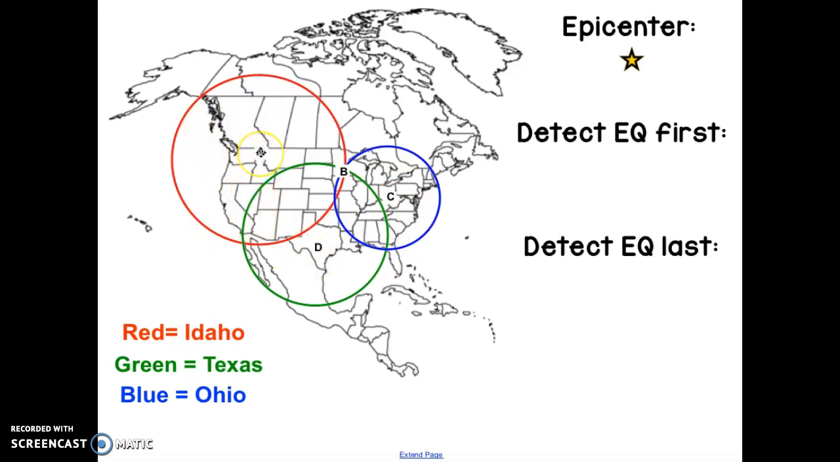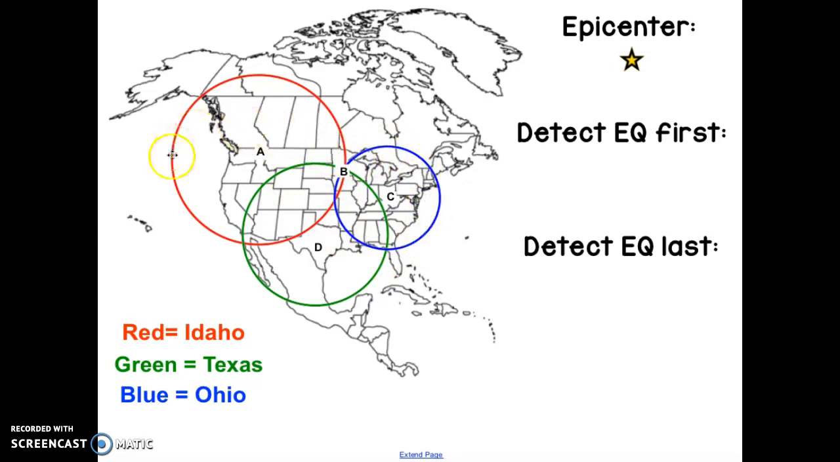So Idaho experienced it, their seismic station picked it up. The seismic station in Ohio picked it up, and a seismic station in Texas also picked it up. They calculated their own lag times, found their own distances, and they each know that it lies somewhere on their circle. So red, it lies somewhere on this red line. Green, it lies somewhere on the green line. And blue, it lies somewhere on the blue line.